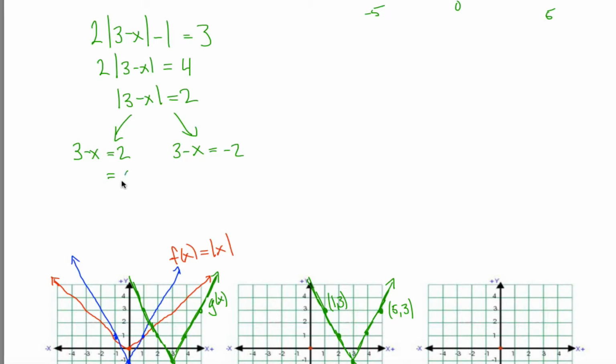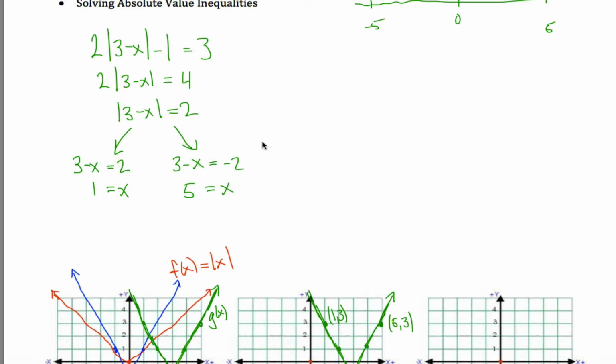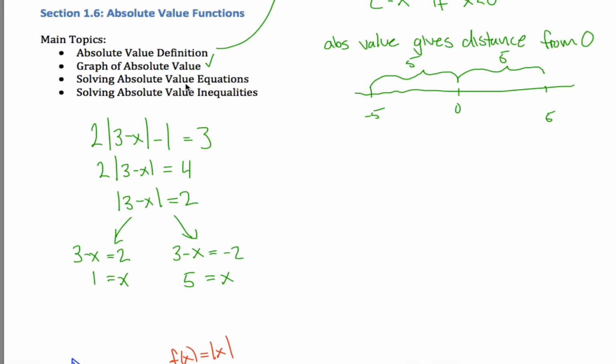Maybe I'll add the x over to this side and I'll subtract 2 from both sides and get x equals 1. I add the x over here and add 2 to both sides, I get x equals 5. And note, those are the exact 2 solutions I got right here. What I just did is I solved an absolute value equation.